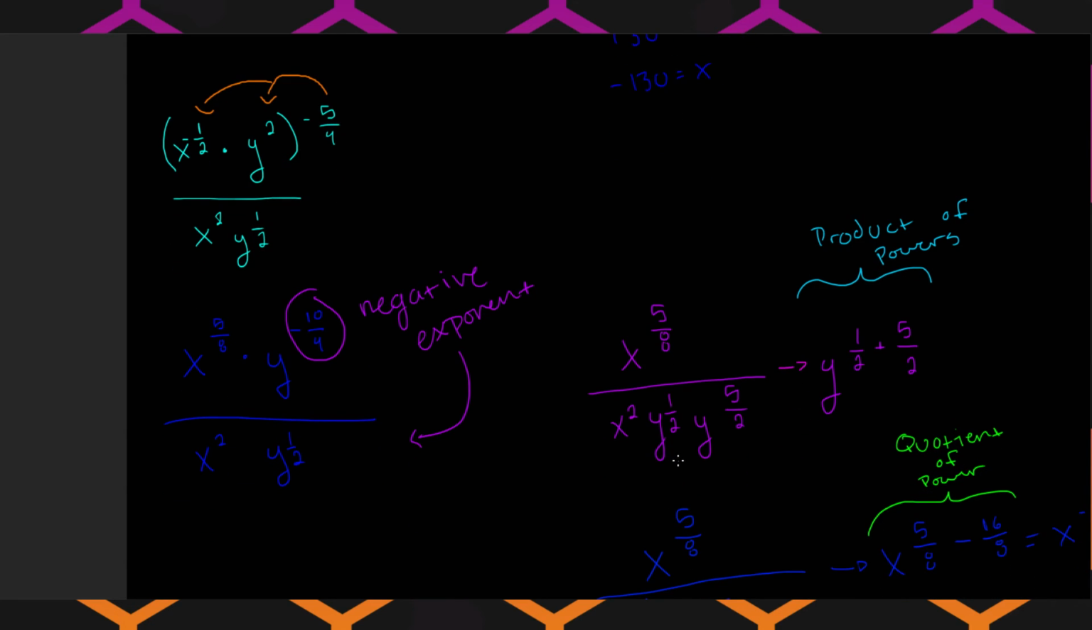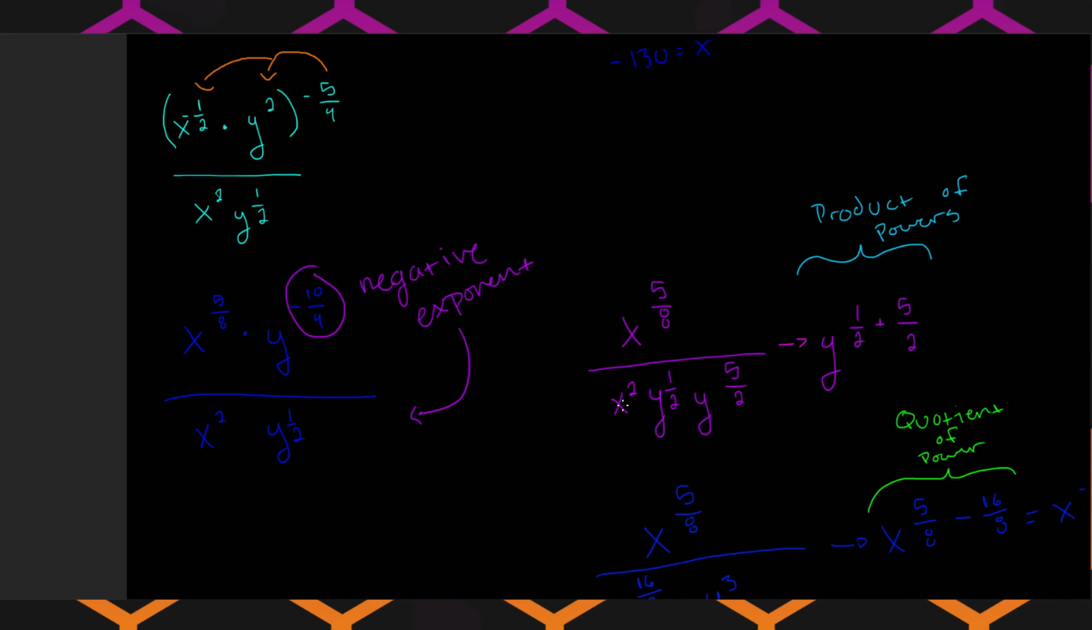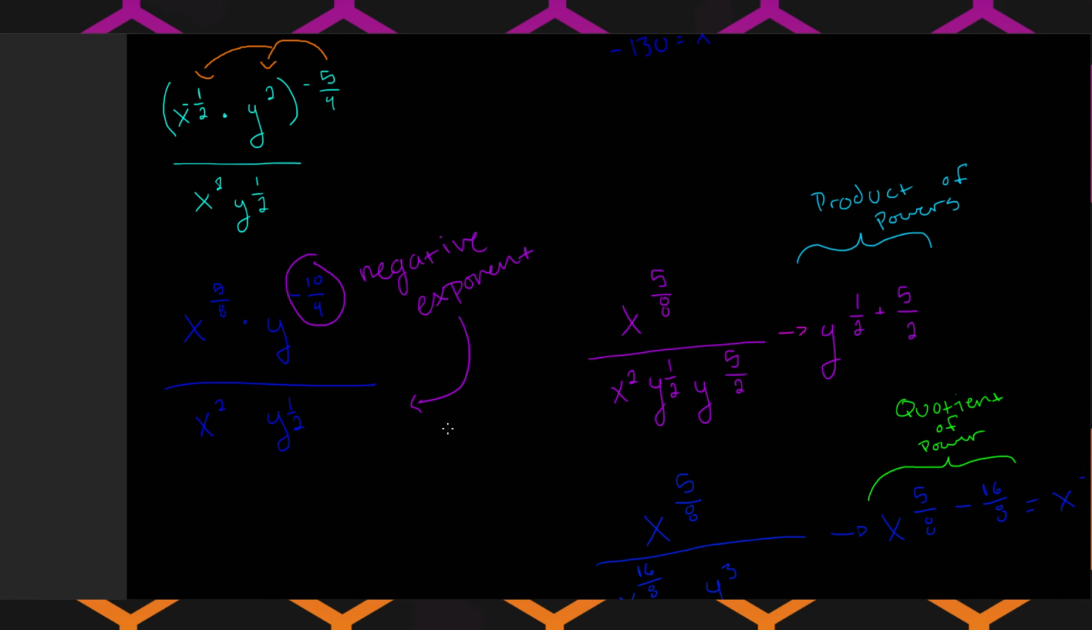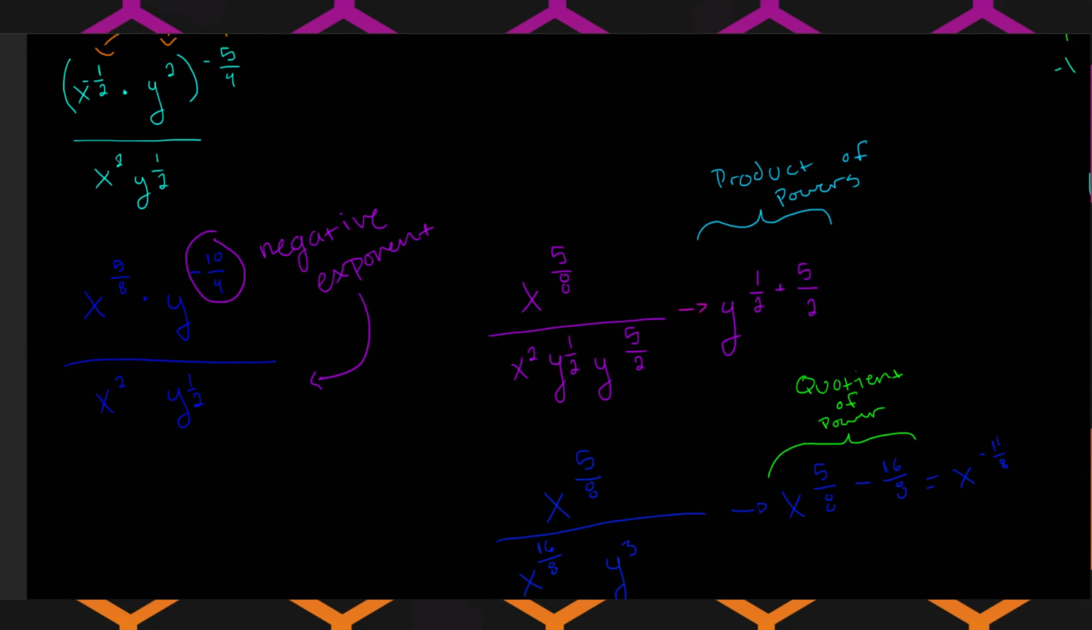So the next question was asking about exponent properties, and it gave me the equation: x to the power of negative 1/2 times y squared, all to the power of negative 5/4, over x squared times y to the power of 1/2. So what we did was we distributed negative 5/4 and got x to the power of 5/8 times y to the negative 10/4. And since this is a negative exponent, we can move it to the bottom, making it y to the power of 10/4.